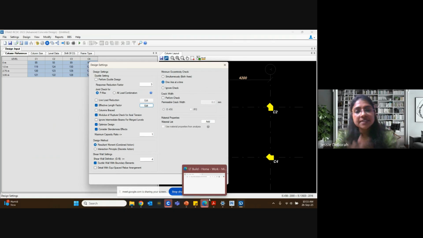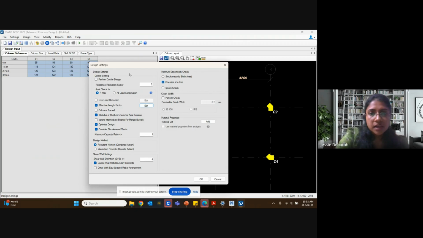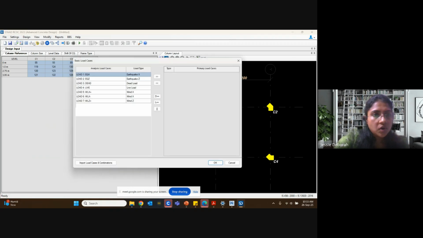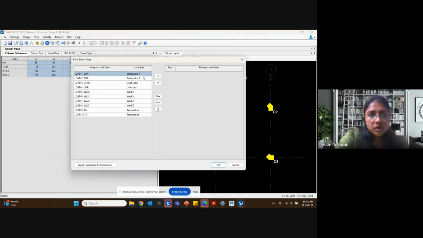So for you to understand effective length, what will happen is the column will buckle. So to avoid buckling, all these columns are straight columns, but all these columns are having a break in between. To auto design, we will consider all these loads.